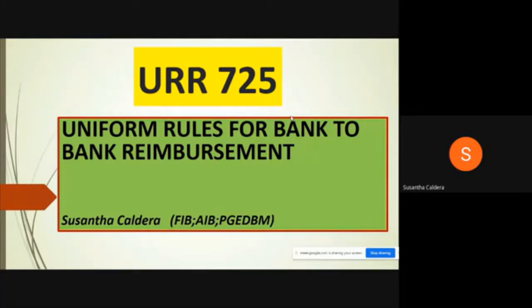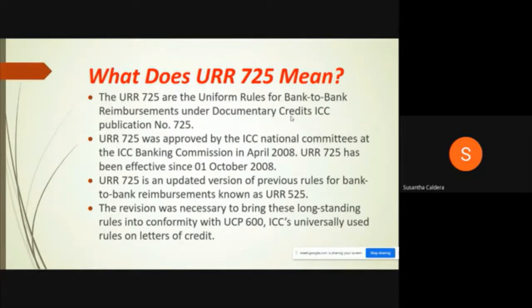And when we open the LCs, if you are not mentioning URR 725 under reimbursement, then it will automatically be covered by UCP 600, Article 13. When we open LCs, MT 700 is subject to UCP 600, so it automatically covers UCP 600 Article 13. If not, we give a special instruction under reimbursement instructions, saying that the reimbursement for this LC is covered by URR 725. Then this particular set of rules will be applicable. What does URR 725 mean?